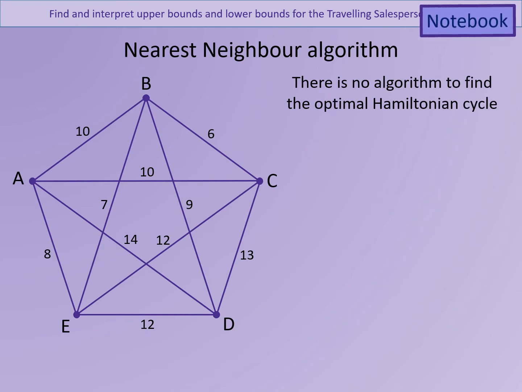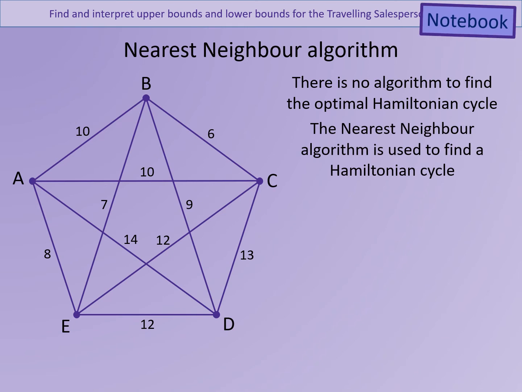There is no algorithm to find an optimum Hamiltonian cycle. However, what we can do is find bounds on what the solution may be. The nearest neighbour algorithm will help us to find a Hamiltonian cycle. It may not be the best Hamiltonian cycle, but because it definitely works as a solution, it can be thought of as an upper bound.